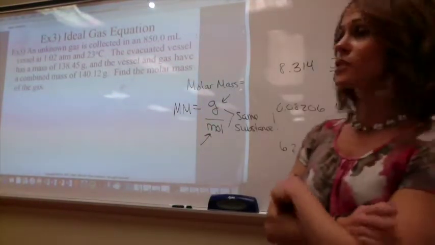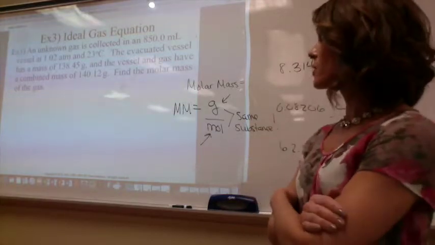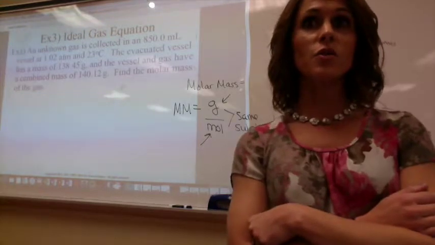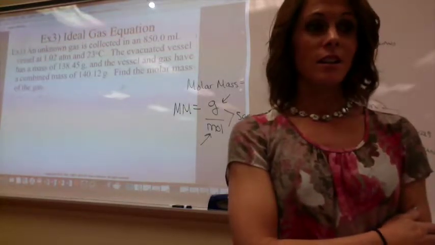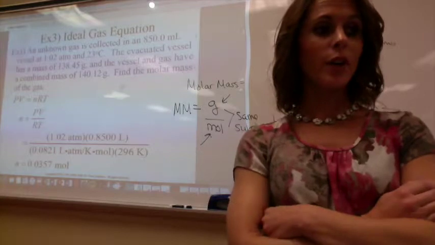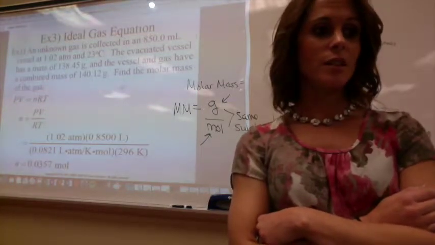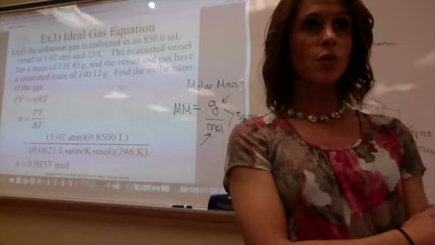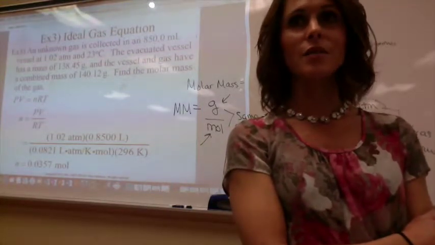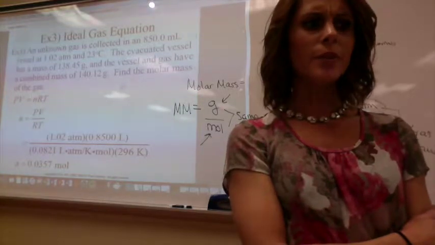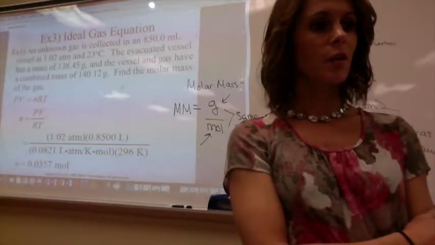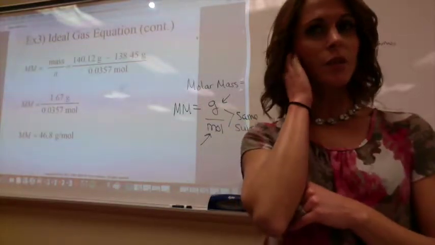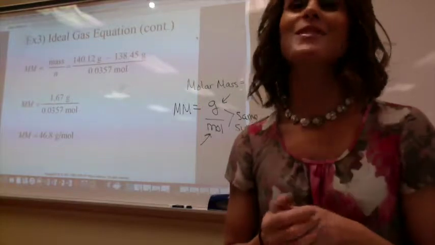So you needed to first convert milliliters to liters. You can use the same pressure, and then you needed to convert 23 plus 273, right? 0.0357. 3 sig figs there. So that's fine if you didn't. And then you take your moles, and you take your grams and divide by your moles. So what was your grams? Yeah, you have to subtract them. And then you subtract and divide by 0.0357. What did you say? 46. I'm so sorry.